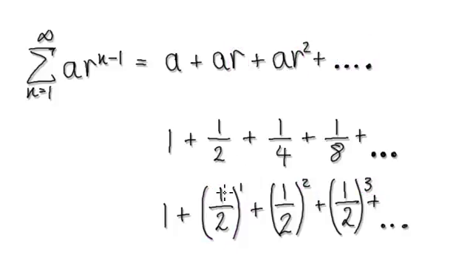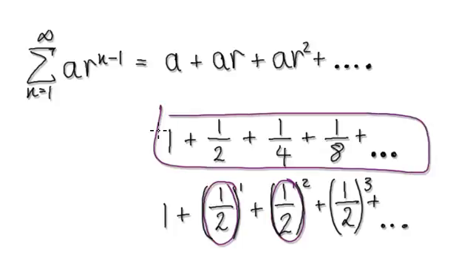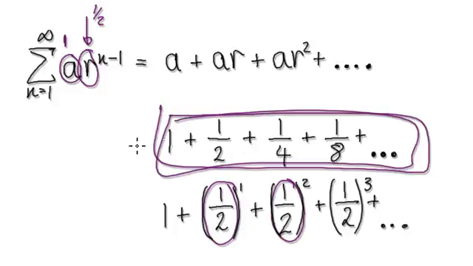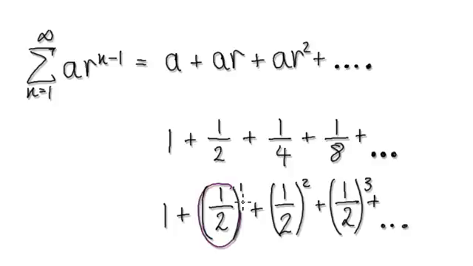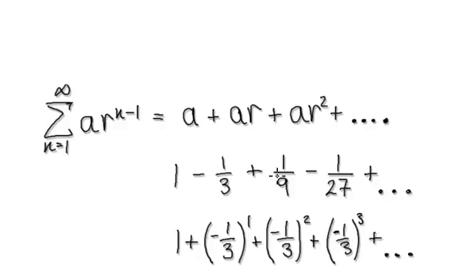So the whole point of a geometric series is that you've got a common ratio here. In this case, for this sequence, the common ratio would be a half, and the a here is actually 1 in this case. So this is an example of a geometric series because it's got a common ratio of a half. So here's another example.